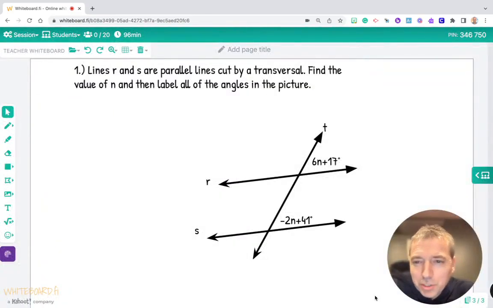Hey guys, let's answer question number 1 here. Lines R and S are parallel lines cut by a transversal. Find the value of n and then label all of the angles in the picture.